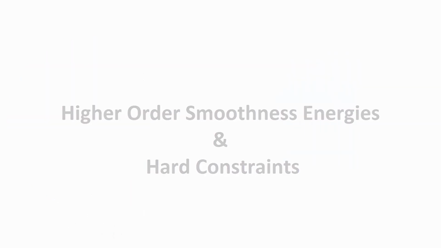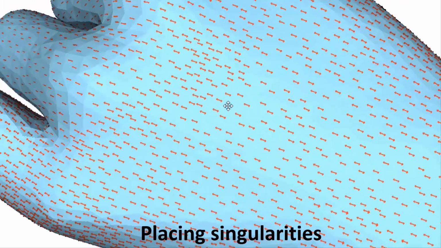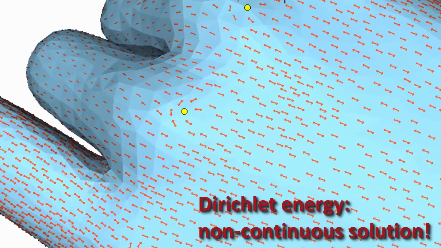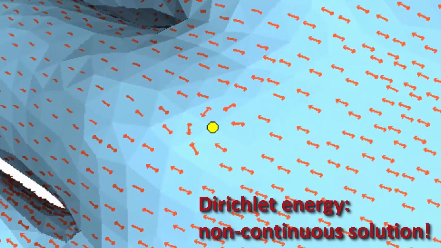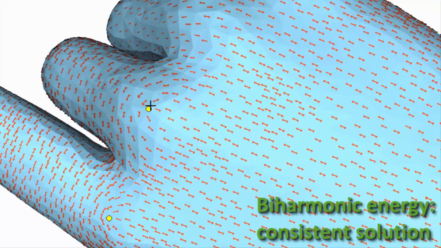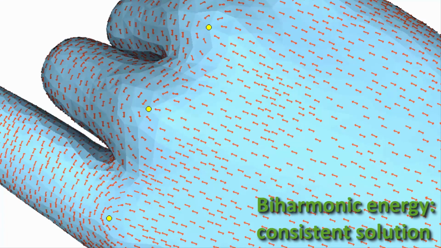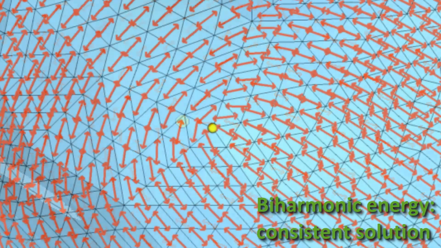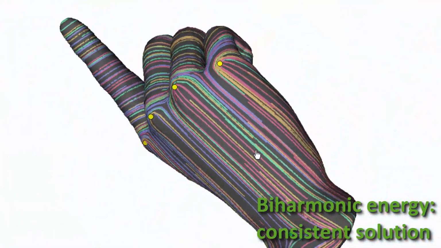Let us illustrate the advantage of our higher order energies by the example of using hard constraints to place singularities. With the common Dirichlet energy, we get a solution where the effect of the constraint is limited to the one ring around the vertex, and so it converges to a non-continuous solution under refinement of the mesh. In contrast, the biharmonic energy used for our Enfield splines allows for such hard constraints and leads to a globally smooth solution. The Enfield splines remain consistent under refinement, converging to a spatially continuous solution.